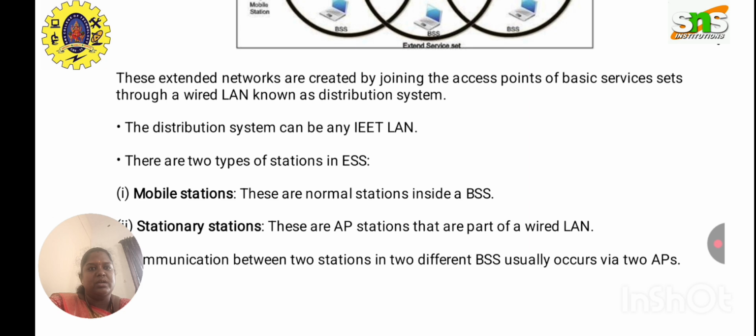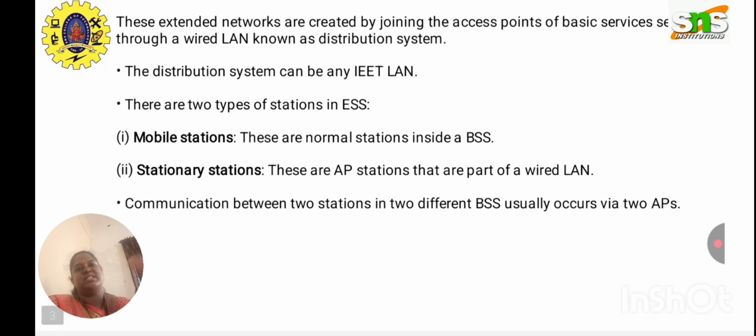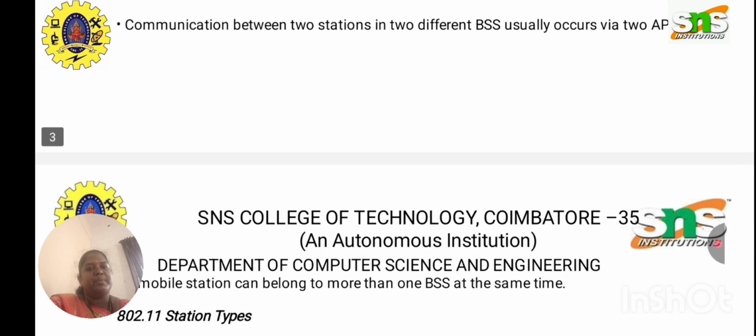We are having two types of stations: mobile station and stationary station. A mobile station is a normal station inside the BSS. Stationary station means an AP station that is present in the wireless LAN. Communication between two stations in two different BSSs usually occurs via APs.